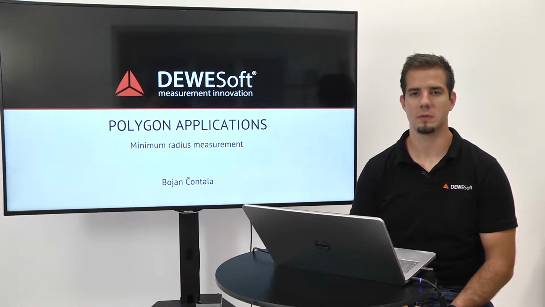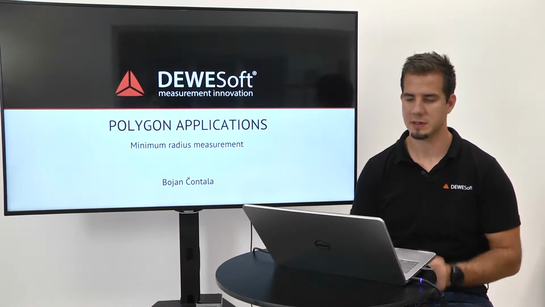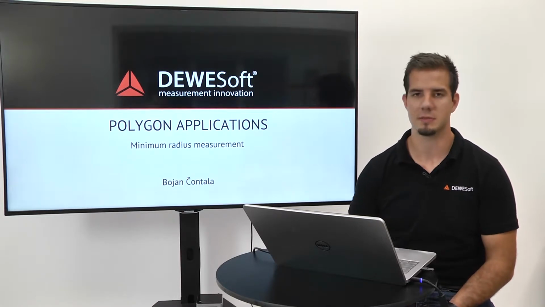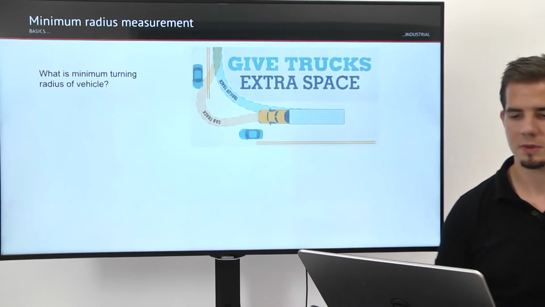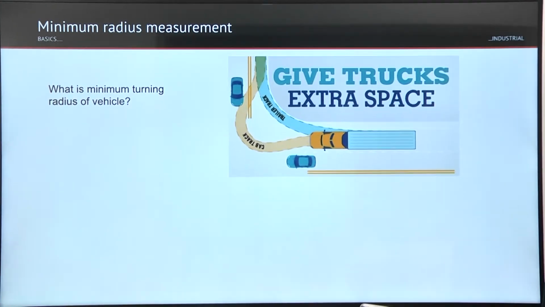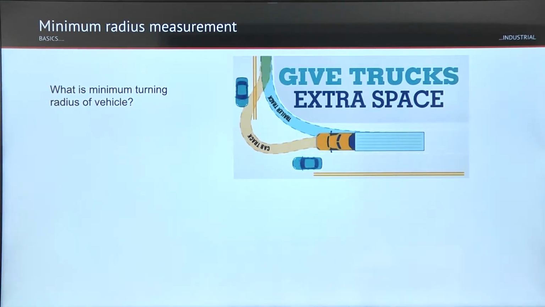Polygon can be used also for very simple measurements. For instance, in this case we will use it for minimum radius measurement. How to do it? So what is the minimum turning radius of a vehicle? This is very important when I have a truck, when I have a big loader or something. And how do we do that in Dewesoft?